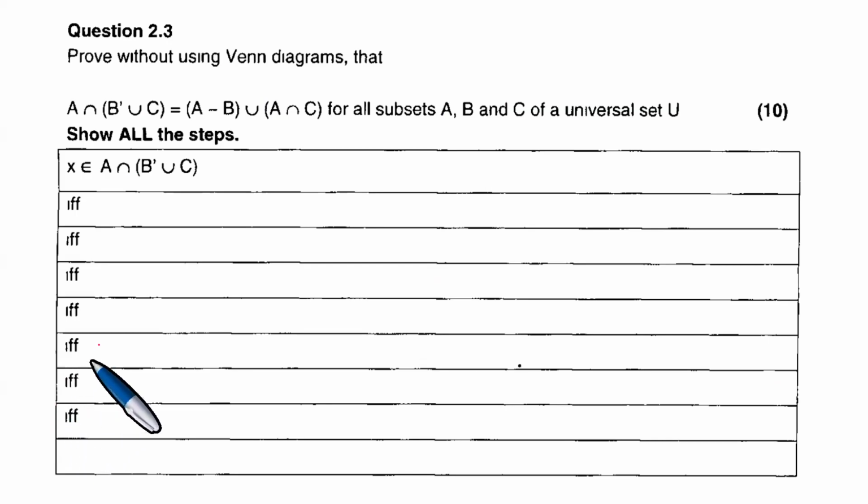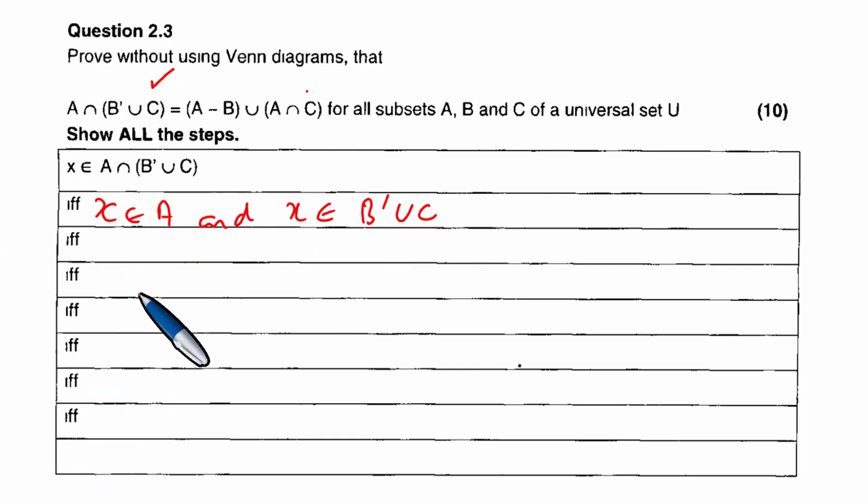Let us start. So to start this, you say X is an element of this. You start with X that is an element of that, and you show that X is an element of this if and only if this is the case. So X that is an element of this would mean X is an element of A, and X is an element of B complement union C.